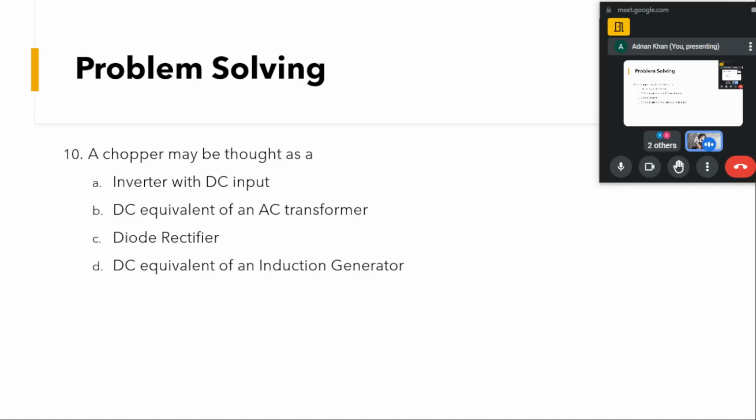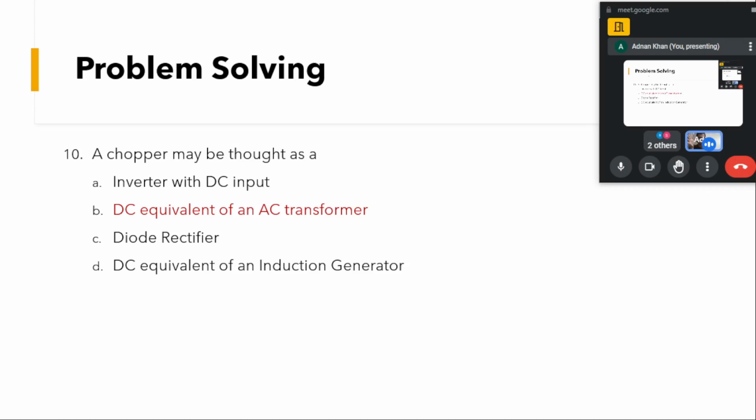By changing this switching scheme, we were able to have different levels of voltages at the output. So in that terminology, we can say a chopper might be thought of as the DC equivalent of an AC transformer. If you want different voltage levels in an AC system, we simply put up a transformer. But for the DC, we use a chopping circuit. We can have a buck type, boost type, or any other type. So in terms of that analogy, this chopper can be considered as a DC equivalent of an AC transformer. So option B is correct.